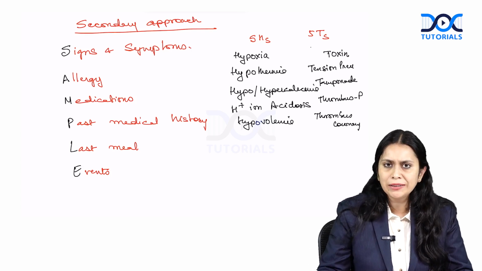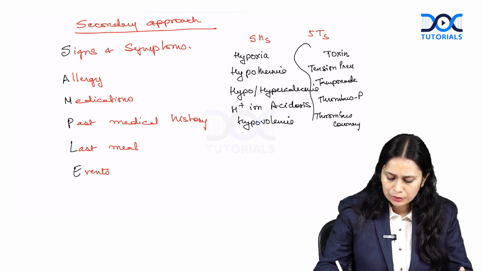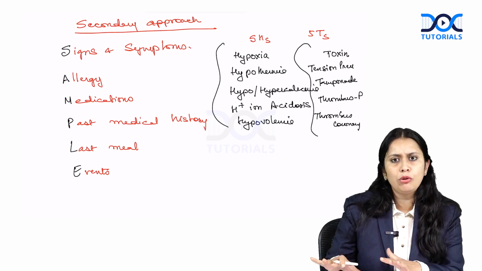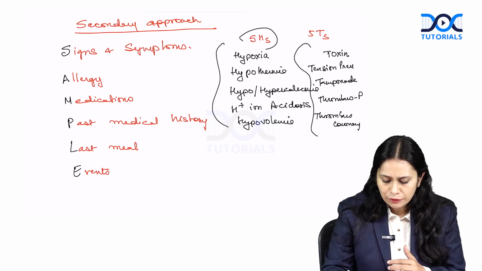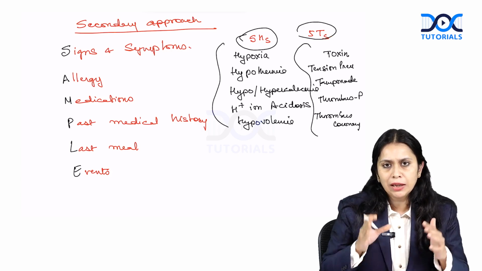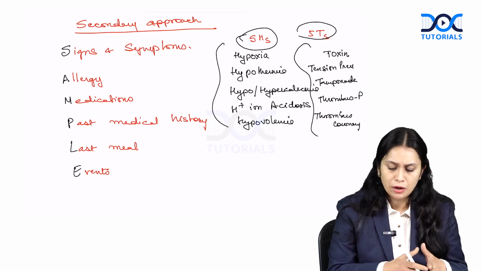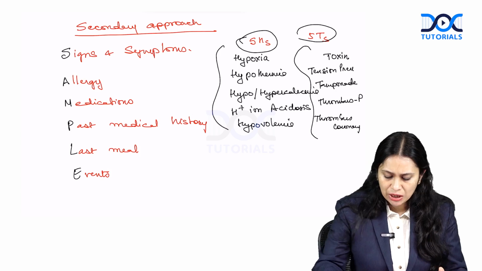So again, a bedside ultrasound machine would very much help us in diagnosing these conditions. We'll try to rule out these reversible causes. Once we find a cause, we will treat the cause and the patient can become stabilized. So this is how we approach a patient who is conscious, right?